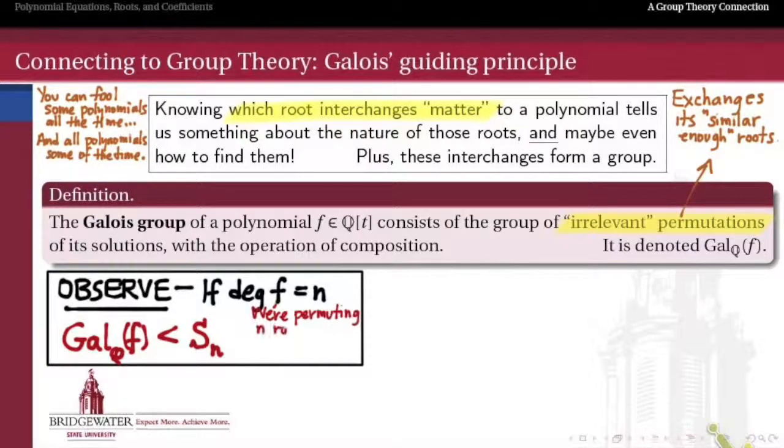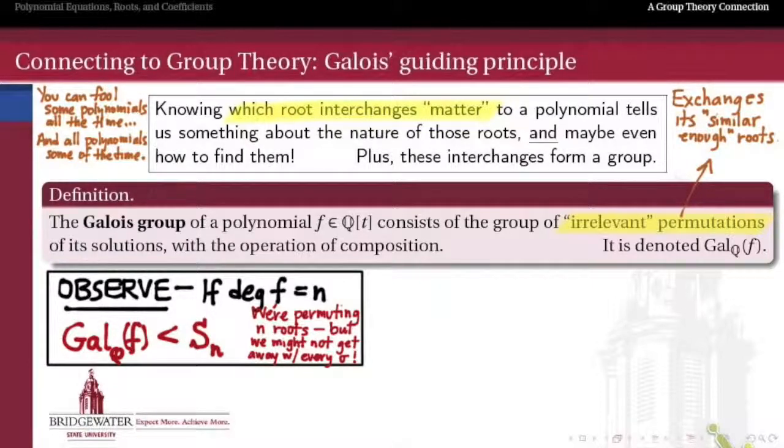Again, all we're doing is choosing ways of permuting the roots of our polynomial. But we might not get away with every permutation. Some permutations will be noticed, and some might not. If I interchange two roots that are very similar, then polynomials will not notice, and that will be an element of our Galois group. But if I try to interchange two roots that are very different from one another, then chances are something's going to break.